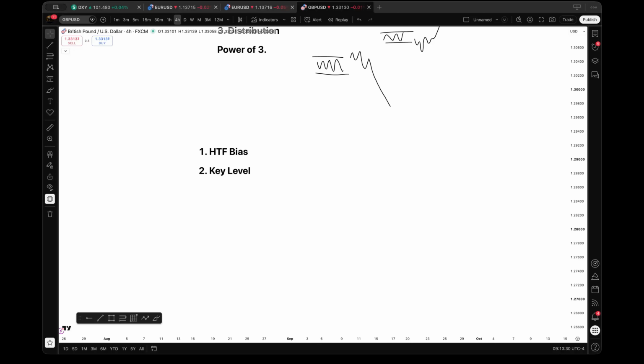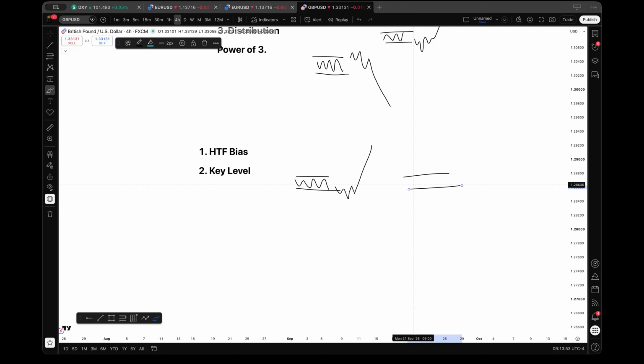So let's give another example. If your bias is bullish, you would want to see an accumulation, so a consolidation profile. You want to see a manipulation of the lows or sell side if you're bullish, and then you see the distribution. Same thing if you are bearish, you have an accumulation, so consolidation profile. You would want a manipulation to occur of the buy side or the highs of the range, and then you will want to be part of the distribution.